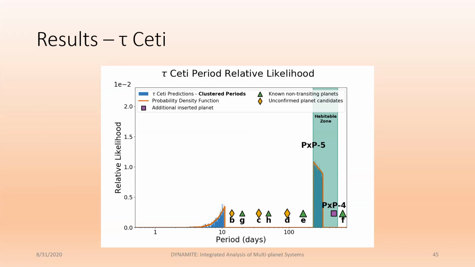Indeed, once we add in all of the unconfirmed candidates, as well as PXP4 to the system, and rerun DYNAMITE again with this model, we find another additional predicted exoplanet, PXP5, can exist near the inner edge of the habitable zone. This would result in a dynamically packed 9-planet inner system, which would be the first of its kind known. And this also disregards the possible Jovian analog much further out. And so with 2 possible habitable zone planets, this would certainly renew interest in searching for extraterrestrial life around Tau Ceti.